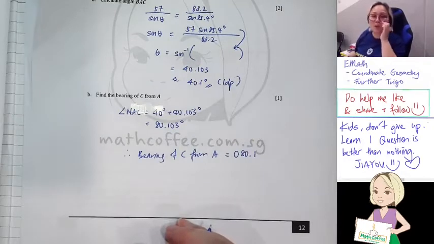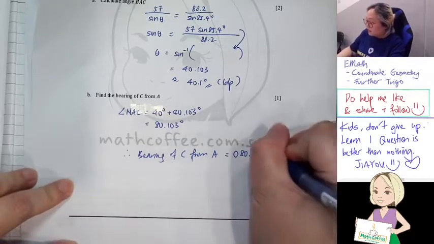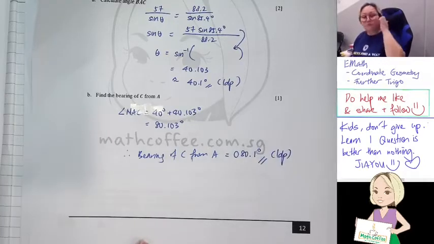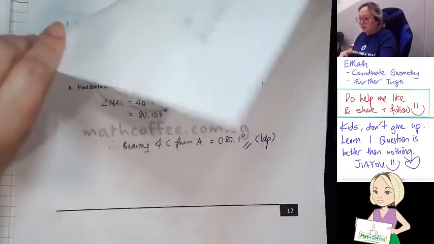So some students say, must be 3 digits, then do I need to put the 0.1 or not? Take note, the angle is still rounded off to 1 dp. So whether it is 3 digits or 2 digits, you still have to put the decimal for 1 dp. So it's 080.1 degrees, and that's the answer. Okay, let's move on.